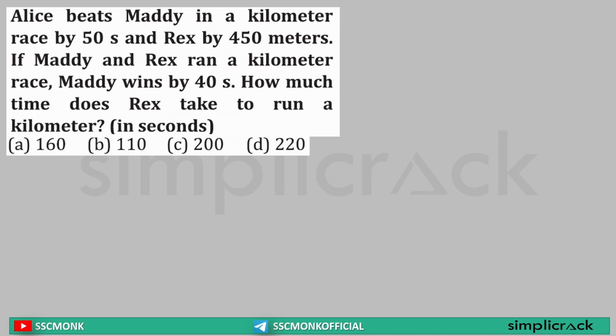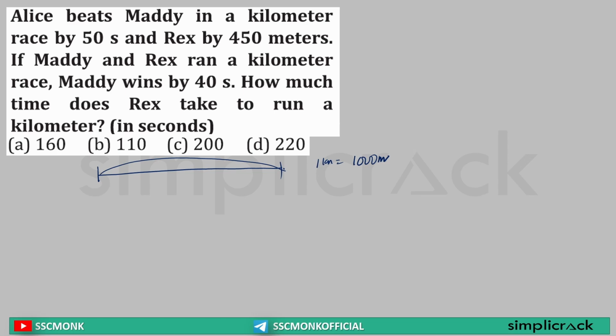Sorted? Next. Sir, Alice beats Maddie in a kilometer race by 50 seconds and Rex by 450 meters. Sir, what is happening? Sir, this is a race. Yes or no? Alice beats Maddie in a kilometer race by 50 seconds. That means this whole distance is 1 kilometer, which is equal to 1000 meter.